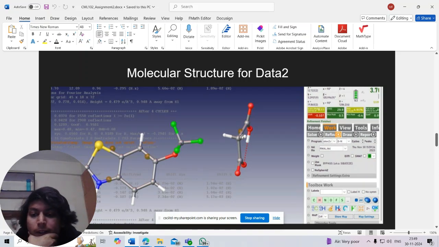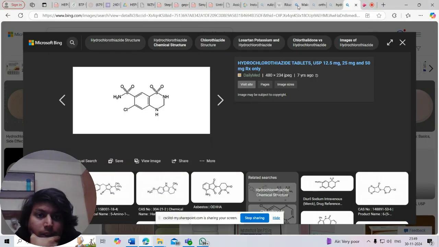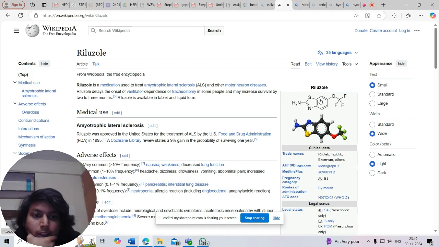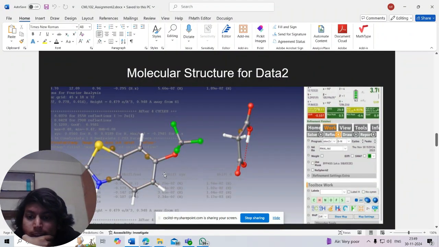Okay. So in data 2 also, we have a phenyl ring. So the structure is for the riluzole, that was given to us. Riluzole, sorry. So there is a phenyl ring here, as we can see. This we can easily identify. And then we have these heavy atoms. There is a five-membered ring, and then we need to identify the sulfur atom and the nitrogen atom, where these hydrogens are attached.